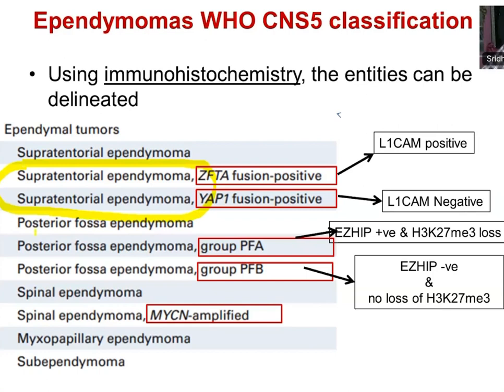So similarly for posterior fossa ependymoma, there are two groups: posterior fossa ependymoma group A and posterior fossa ependymoma group B. You can use the marker H3K27me3, the one marker you use for diffuse midline glioma, and EZHIP. When you get EZHIP positivity and H3K27me3 loss, it becomes PFA. And if it is negative, it is PFB. Spinal ependymomas: not many immunohistochemistry markers are available. There are markers for MYCN. If you have positivity, you can use it as a screening marker to identify this group. Otherwise, there is no IHC molecular marker for spinal ependymoma.